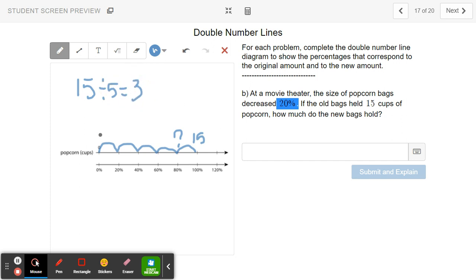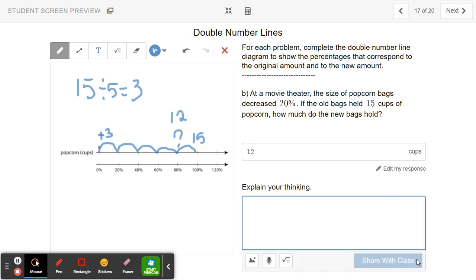So our jumps are going up by 3, which means there's two ways you could do this, right? You could just count by threes: 3, 6, 9, 12. Or you might have looked at this and said, oh, well, this jump also is 3. So 15 minus 3 is also 12. So how much do the new bags hold? 12 cups. And then explain your thinking on how you did that.